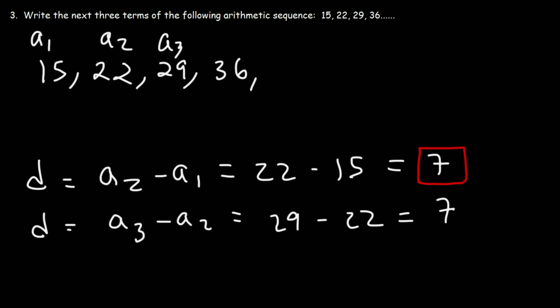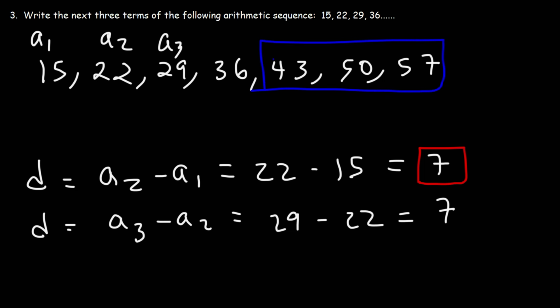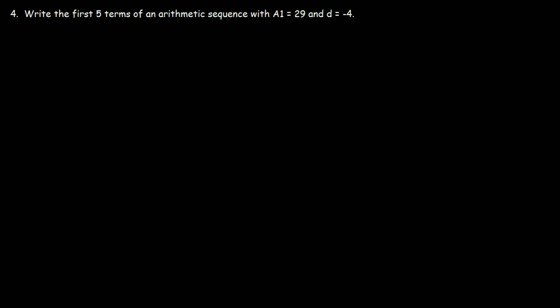So we have a common difference of 7. So we could use that to find the next 3 terms. So 36 plus 7 is 43. 43 plus 7 is 50. 50 plus 7 is 57. So these are the next 3 terms of the arithmetic sequence. Here's a similar problem, but presented differently.